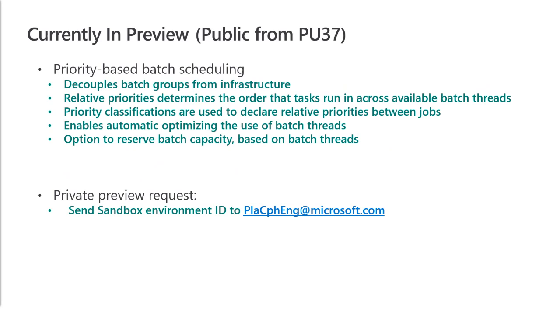There is even an option for very critical jobs to reserve batch capacity. So you can set aside a certain portion of your batch threads. Again, it's not focusing on specific or named batch servers. It will be an allocation of a percentage of available batch threads at any given time that will be possible to reserve as an option for specific batch jobs, or batch groups rather.